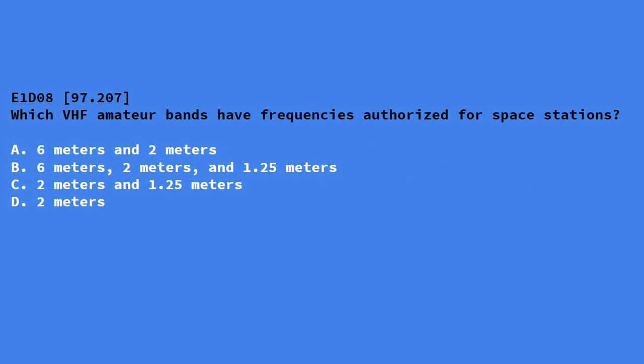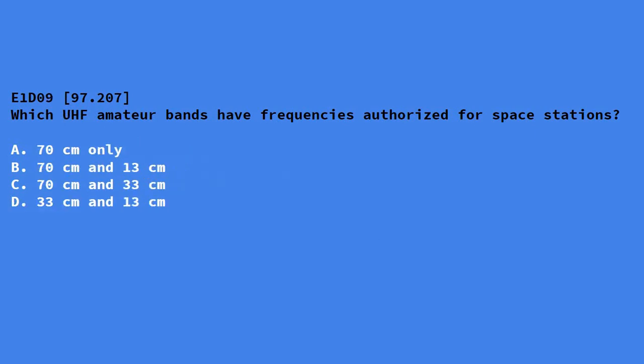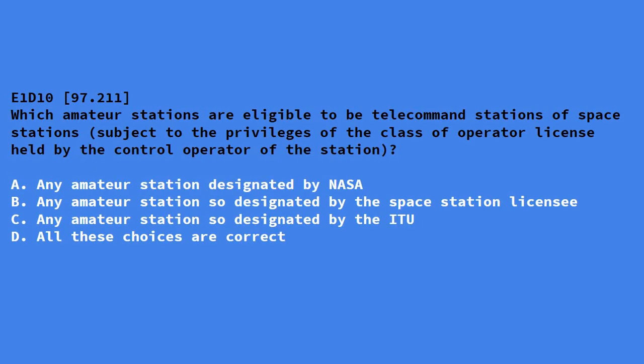E1D08, which VHF amateur bands have frequencies authorized for space stations? Correct answer is 2 meters. E1D09, which UHF amateur bands have frequencies authorized for space stations? Answer is 70 centimeter and 13 centimeter. E1D10, which amateur stations are eligible to be telecommand stations of space stations, subject to the privilege of the class of license operator held by the control operator of the station?